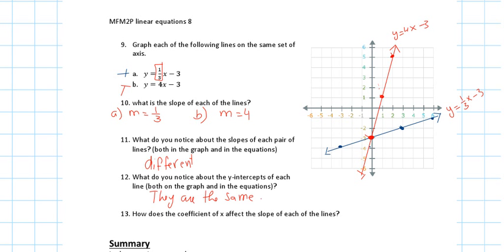And you see, because they're the same, both lines are intersecting, right? They're meeting, intersecting at that y-intercept in this case, right? So because they have the same y-intercept, the two lines are intersecting at the y-intercept.